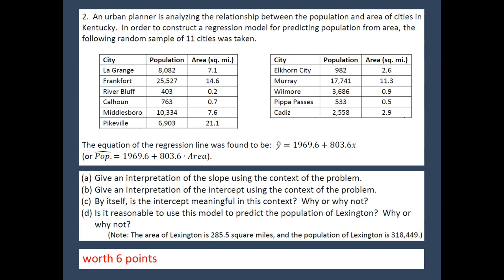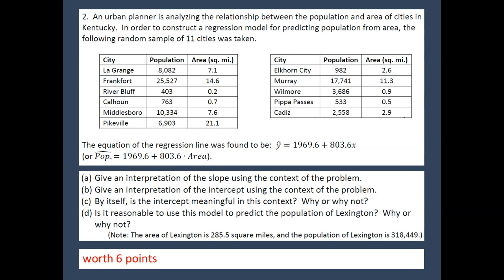Part C, by itself, is the intercept meaningful and why or why not? Think about it this way. The x variable is area, so when you're talking about the intercept, you're talking about a scenario where the area is 0. If you're looking at the intercept in isolation, that's what you're talking about. But if the area is 0, how many people can you fit into an area of 0? Does that predicted value actually have any meaning there? Another way to think about this is, does it make sense to have a city with no area?